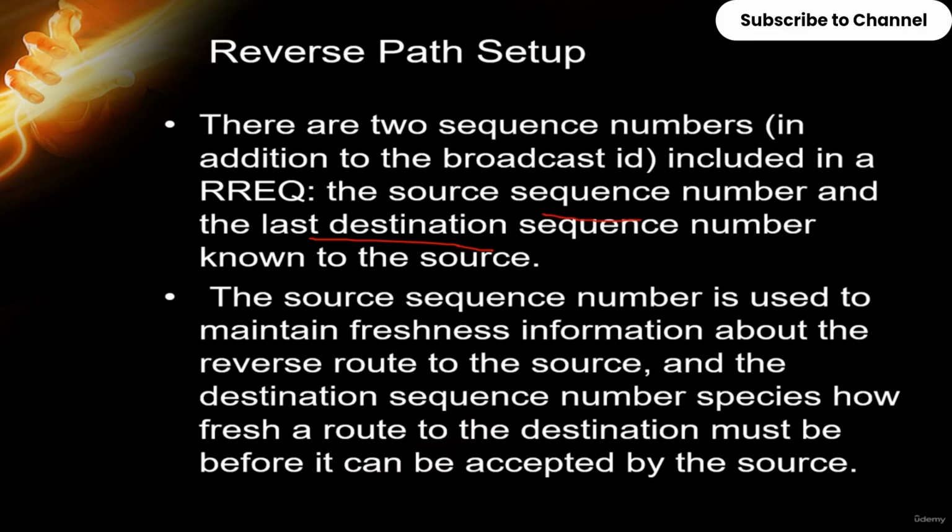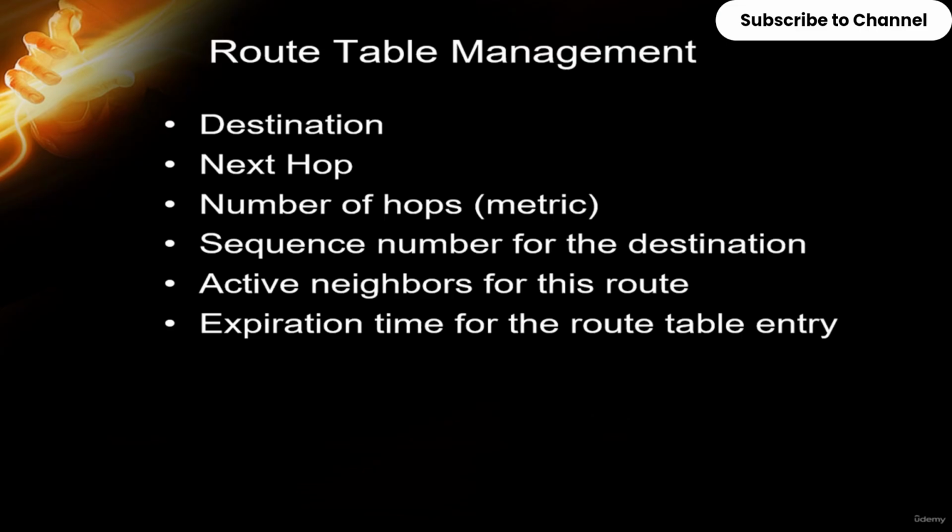To set up the reverse path, a node records the address of the neighbor from which it received the first copy of the RREQ. These reverse path routes are maintained for the entire length of time the route request takes to traverse the network and to produce the reply to the sender. Similarly, as we saw the reverse path, the forward path is also maintained on a similar basis to forward the route request message. So next we will see how the routing table is being maintained.